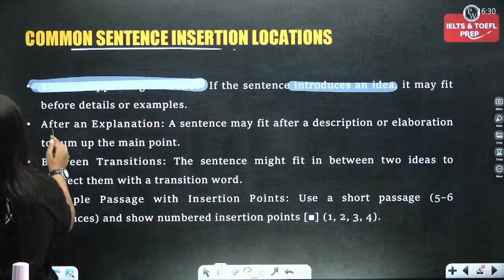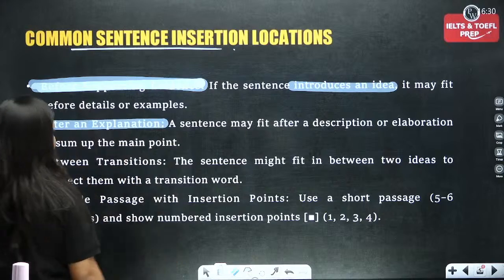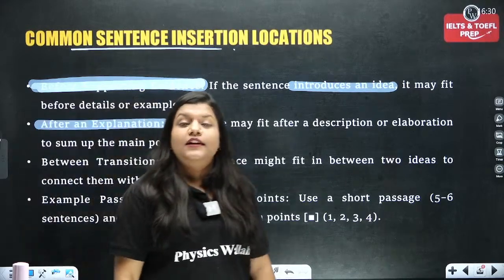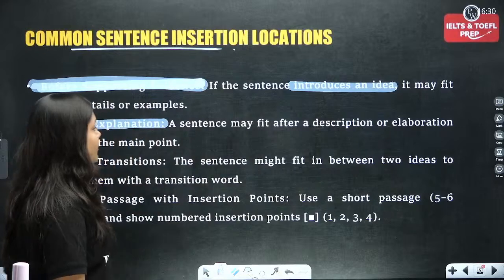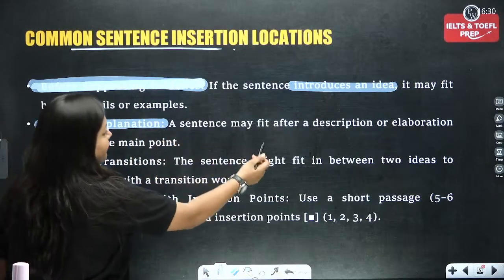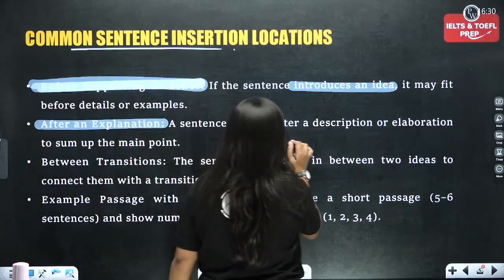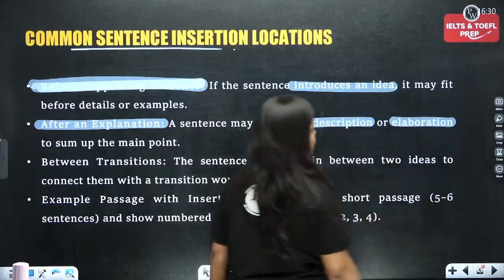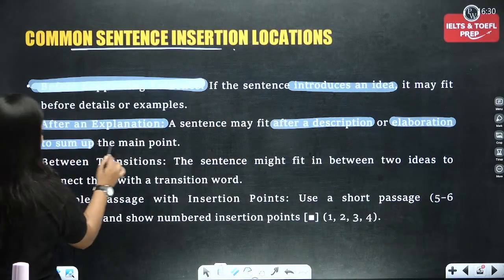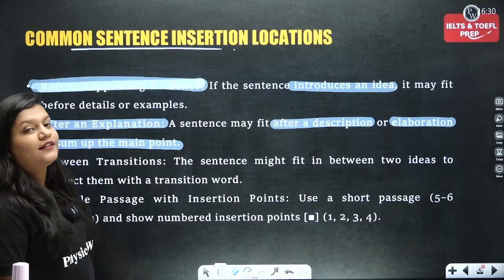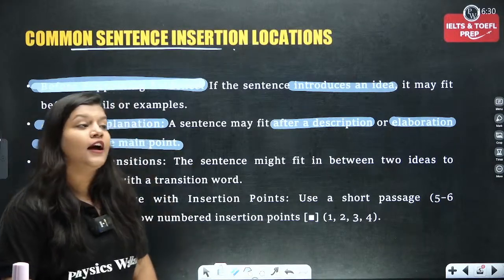Now, let's talk about the next one, after an explanation. There might be a possibility the sentence is talking about a further explanation. So where are you going to fit it in? The sentence may fit after a description or elaboration. These are the two scenarios where the sentence might fit in to sum up the main point. So these are the things that are used to sum up the main pointers.